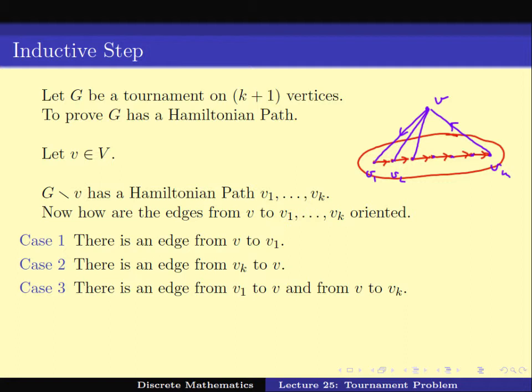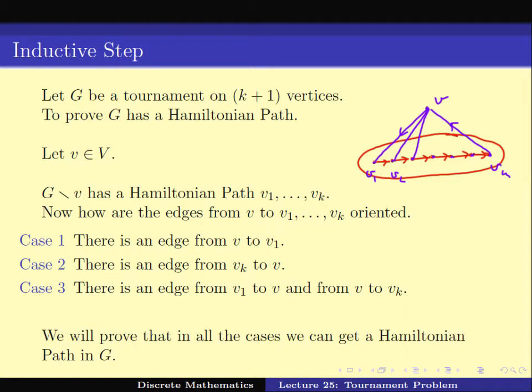Now in each of these three cases, I will show that I can extend this Hamiltonian path V1 to Vk to a Hamiltonian path on G, meaning on V1 to Vk and V. Also note that these three cases cover all the cases. This is one case, V to V1, Vk to V, and the third case is neither of the above two happens. For any of the cases, we will show that we can extend it. So we will prove that in all the cases we can get our Hamiltonian path on G.